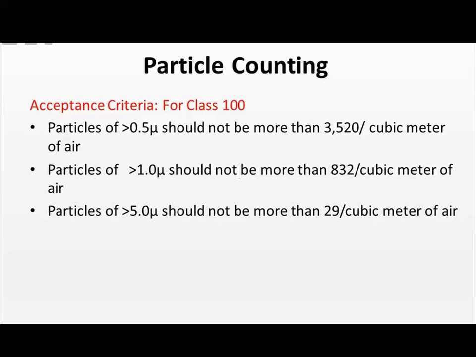For your class 100 or your class A, your sterile areas, excuse me, particles greater than 0.5 micron in size should not be any more than 3,520 per cubic foot. Your 1 micron, 832, and your 5 microns, 29. And again, you're able to see these because that particle counter is going to detect these. It gives you a printout. Your acceptance criteria is going to be based on your 0.5 micron.